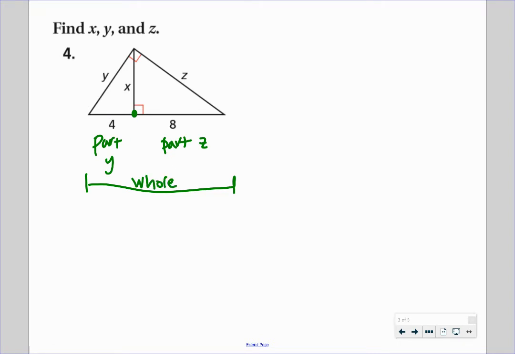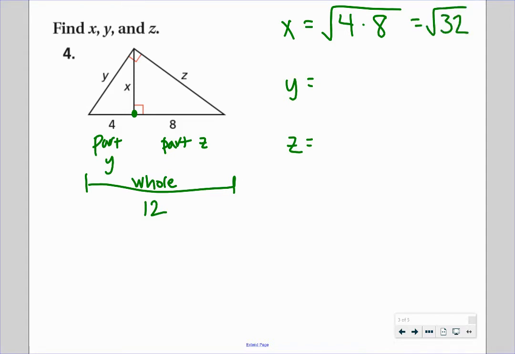And in this case, if one of the parts is 4 and the other part is 8, then the whole would be 12. Okay, now to find x, to find y, and to find z, those are the geometric mean of, in the case of the altitude, it's the geometric mean of part times part. So think about it in terms of which ones they touch. This touches part y and part z. So we do the geometric mean, so the square root of 4 times 8, which gives us the square root of 32. And I'm going to leave those alone. I'm not going to simplify them to a decimal or a simplified radical unless they're perfect squares.